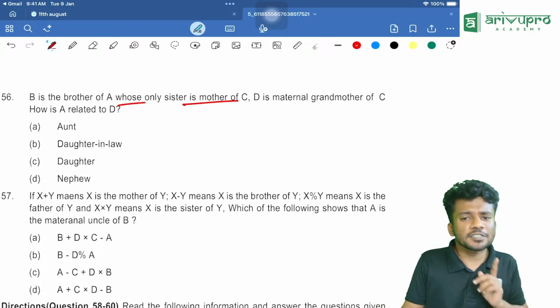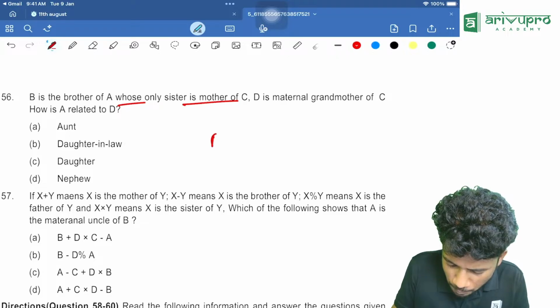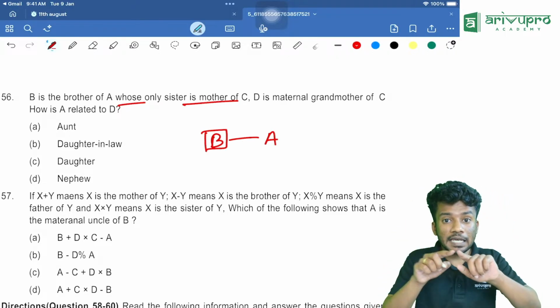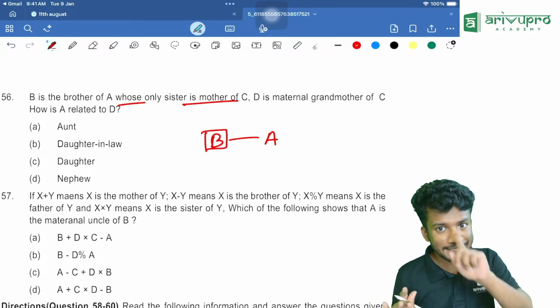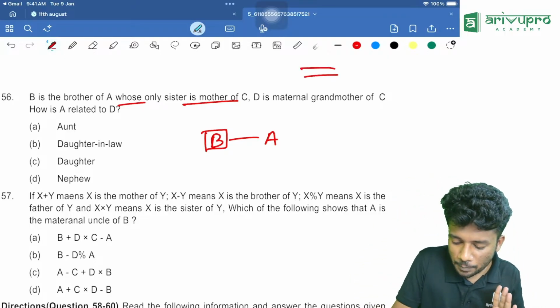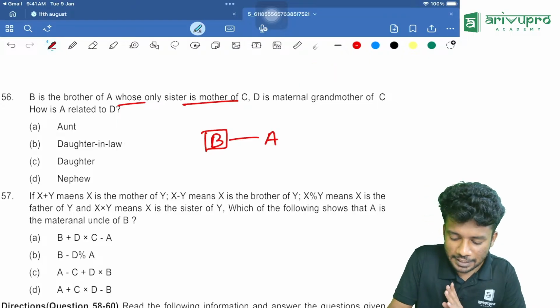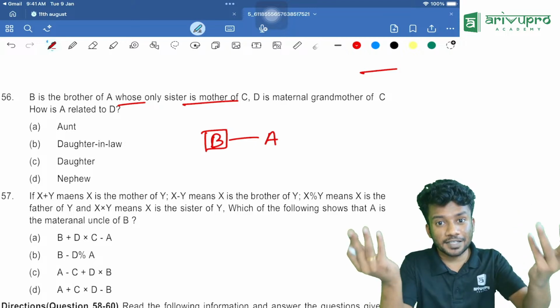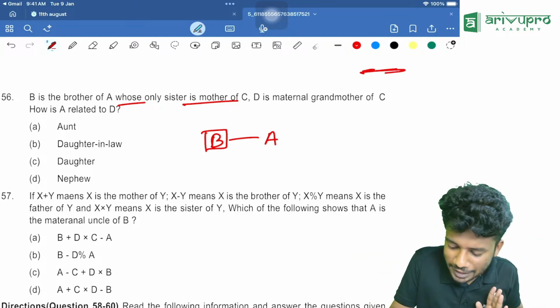B is brother of A. So what we know? B is the brother of A. I am using box for male and circle for female. Keep that in mind. Then I will be using double line for married relation. Then I will be using single line for sibling relation. Keep that in mind. Sometimes you might have studied it in a different way. So accordingly you can do it.